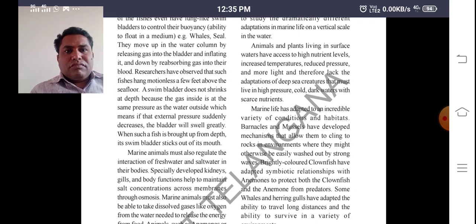The bladder does not shrink at depth because the gas inside is at the same pressure as the water outside, which means if that external pressure suddenly decreases.